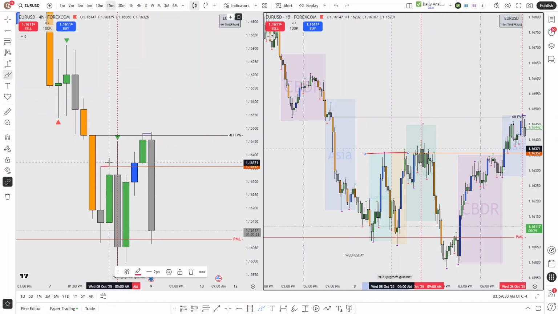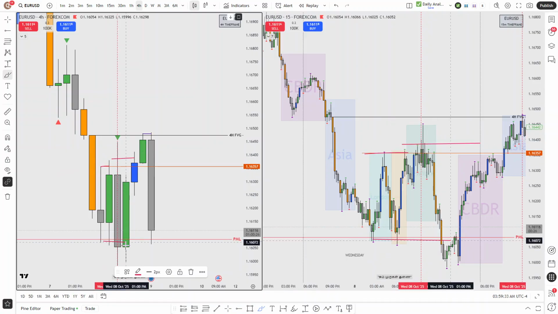This is the Pakka CRT model. This is 5 a.m. CRT, 9 a.m. punch, and then expansion downwards.